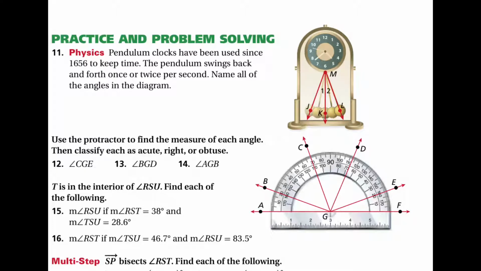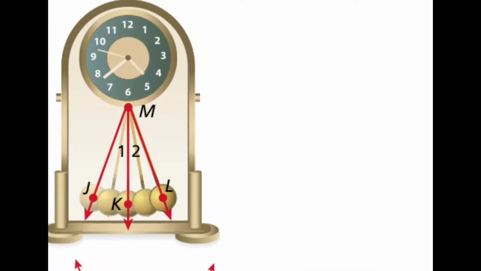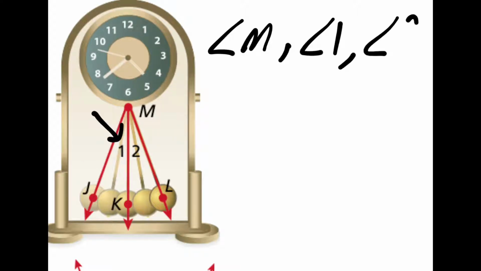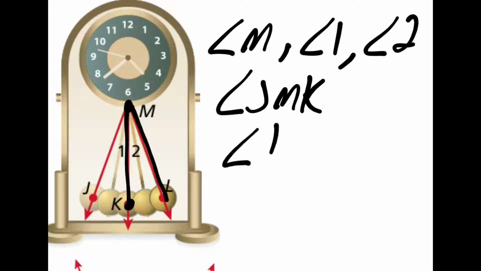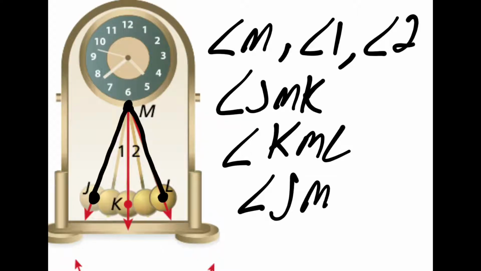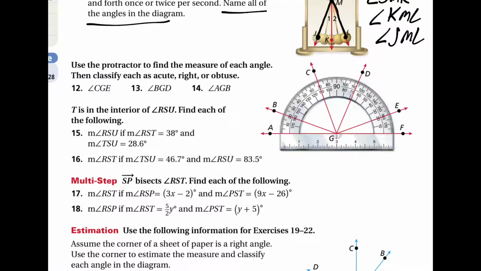Number 11 asks us to name all of the angles in this diagram to the right of the pendulum clock. So we can name the angle by the vertex M. We can name angles based on the labeled interior angles, so that would be angle 1 or angle 2. Then we can look at particular angles based on the endpoints and points on the rays, and we can call them angle JMK, for example, angle KML for another, or LMK if you prefer, and finally angle JML.